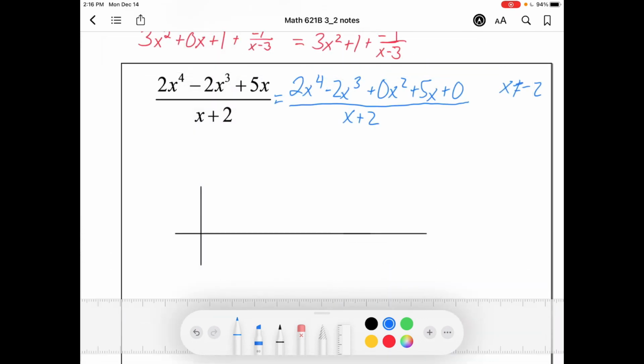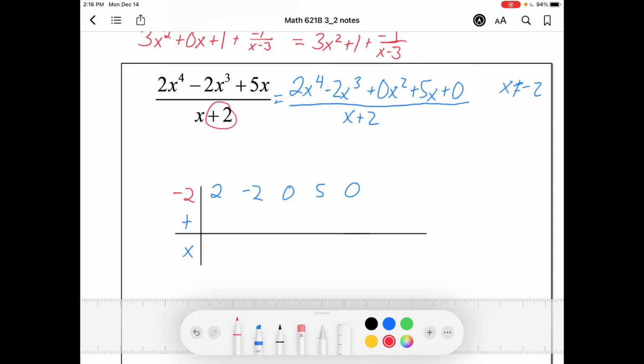So I'm going to write all those coefficients in. I'm going to write my reminders to myself that I'm doing plus and multiplication along the way. And here, since it's an x plus 2, you're going to write a negative 2 here. So it's always the opposite of this number that shows up on the bottom, or really the number that would zero out the bottom of this division.